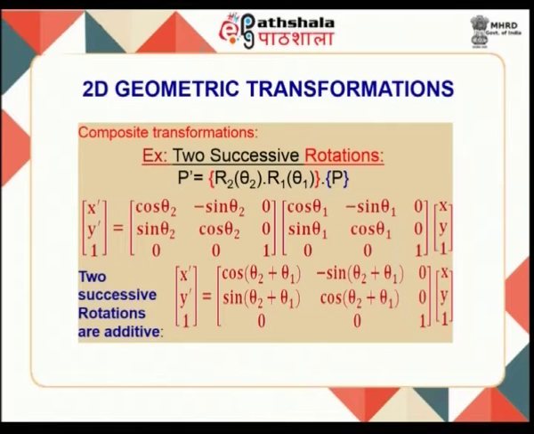In the previous case we did two successive translations, which are additive, and two successive rotations are also additive. One important thing is that you should observe the reversal of the transformations applied. First it is R1, then it is R2. When you write them in order, it is R2 into R1 into P, because we perform R1 on P first and then R2. So, R2 into R1 into P. That is the sequence.